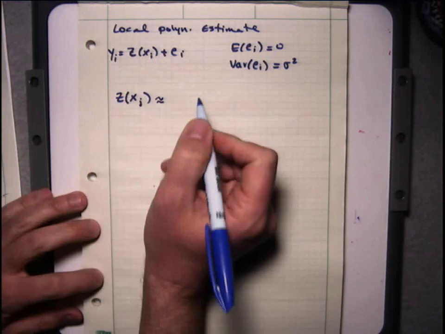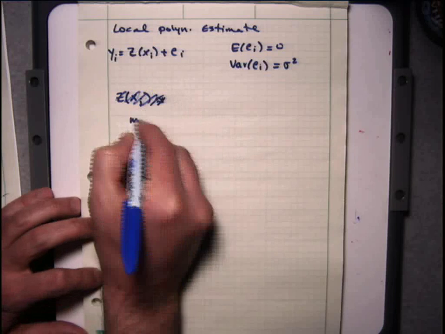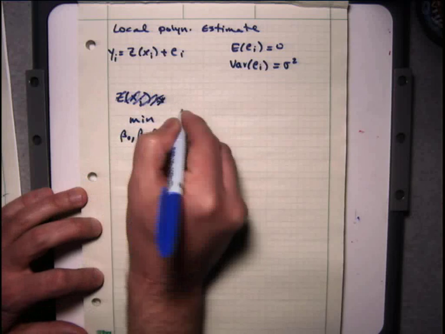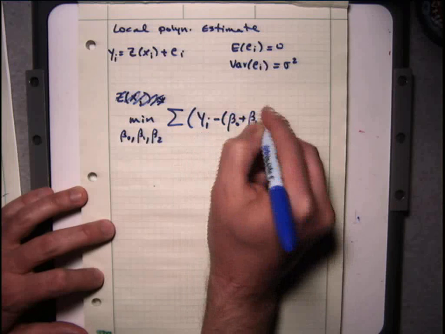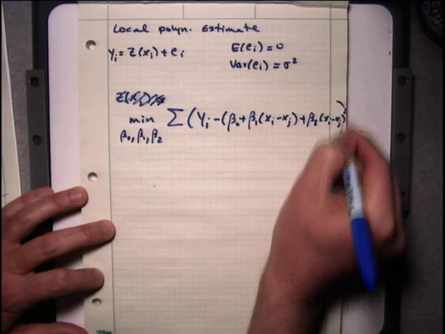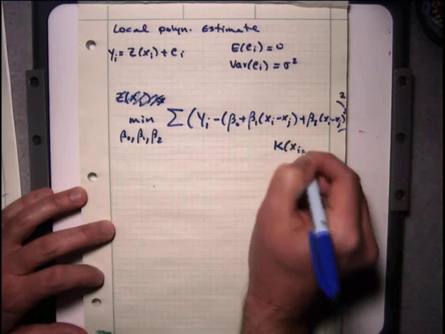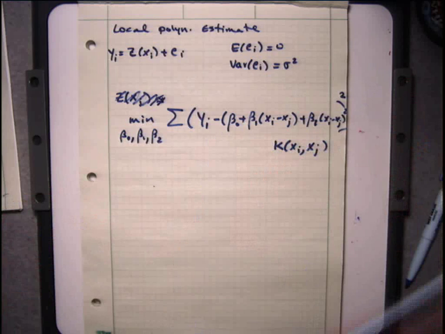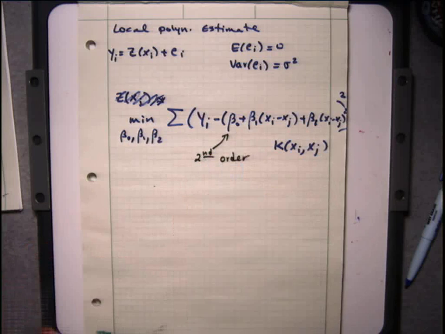Let me just write the general formulation. We minimize over a bunch of coefficients, beta 0, beta 1, beta 2, the sum of y_i minus (beta 0 plus beta 1 (x_i minus x_j) plus beta 2 (x_i minus x_j) squared). This difference gets squared and multiplied by K(x_i, x_j), which is the kernel weights that we put in there. Here, I've chosen to just do a second order approximation, so it just happens to be a second order polynomial that I'm using.